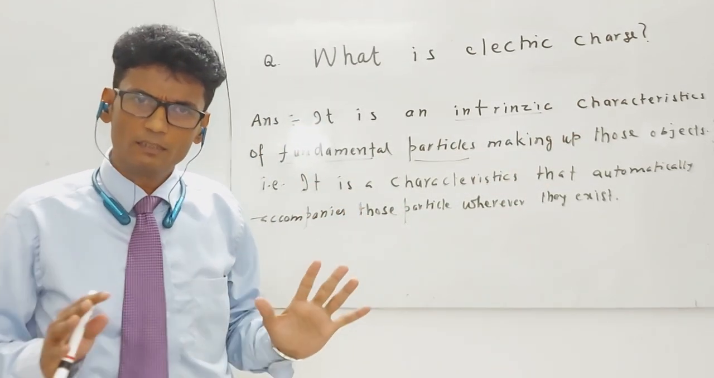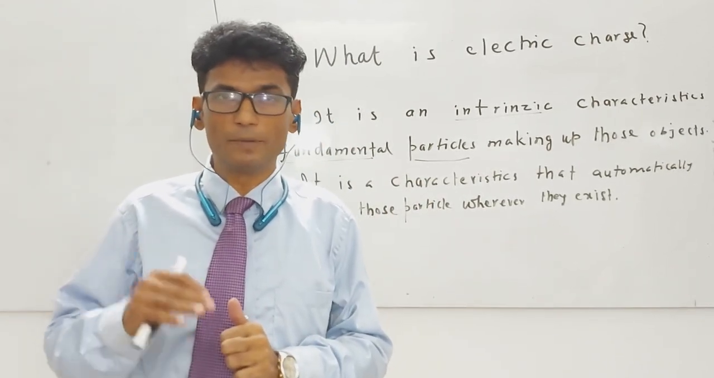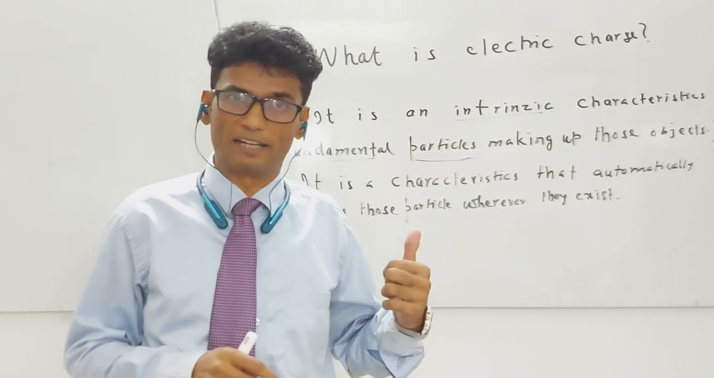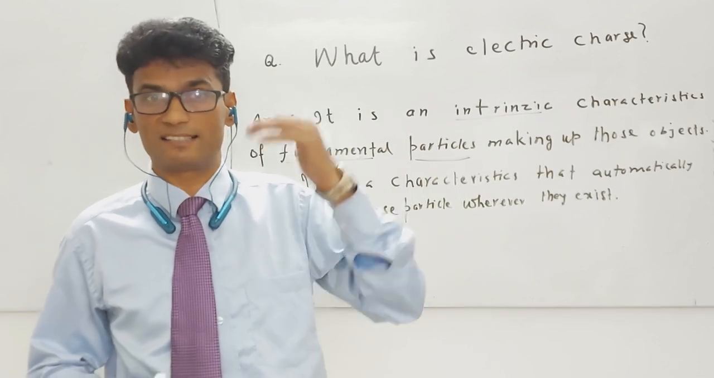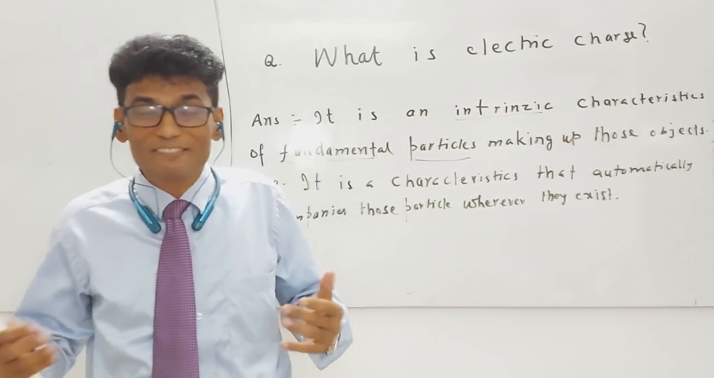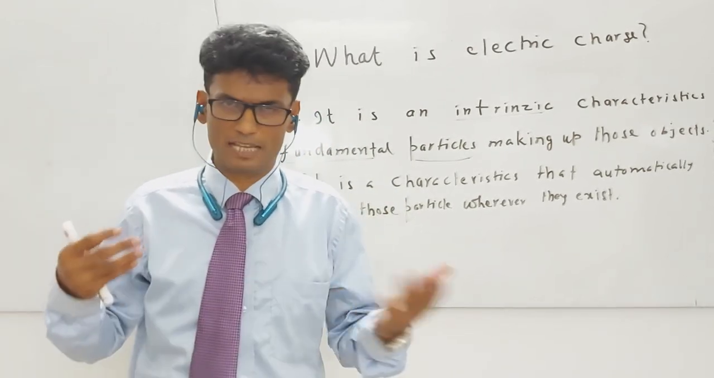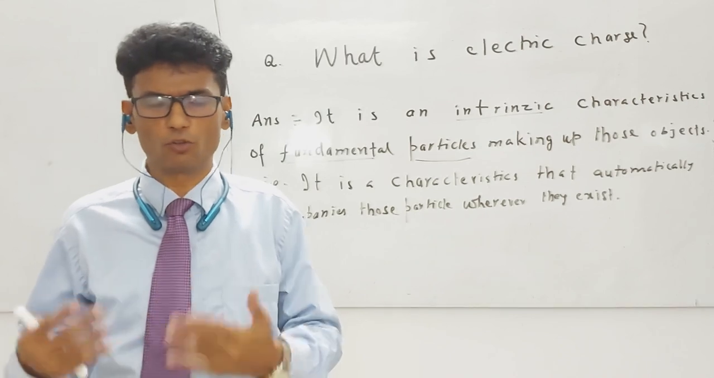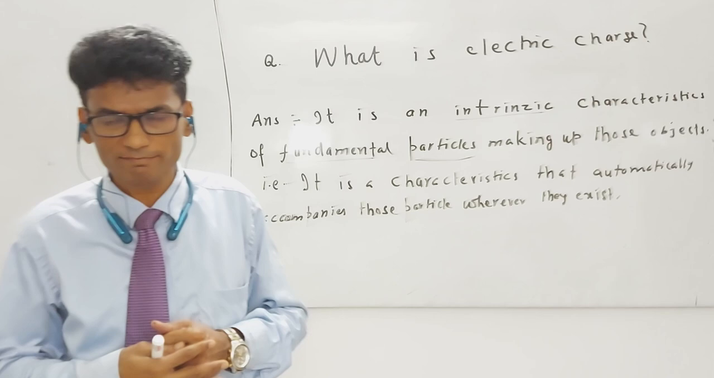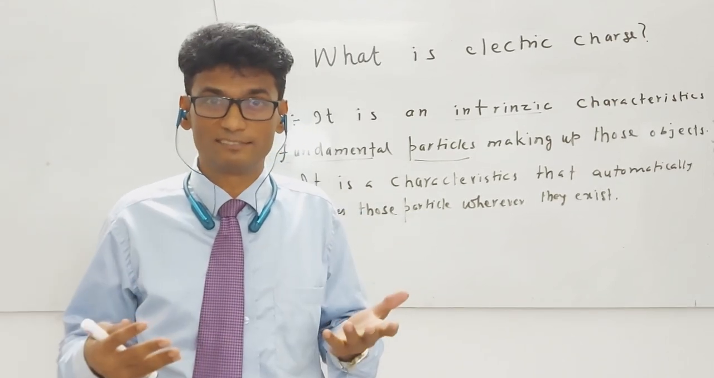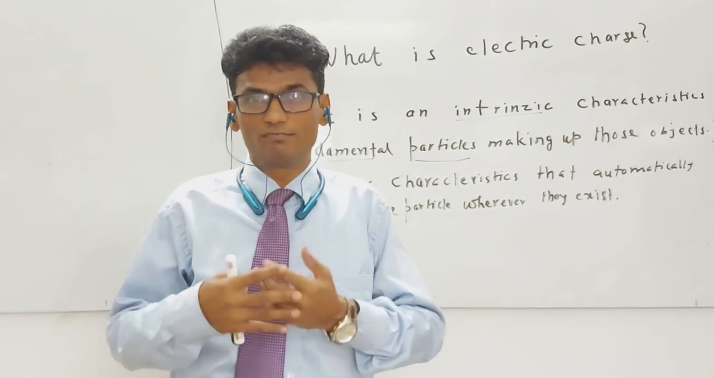What does it mean? It means that every one of the objects is made up of fundamental particles. Those fundamental particles carry charges. Now, it is a very obvious question. What is the charge of a neutron? Because as we know, electron, proton, and neutron are fundamental particles, as you will find in many textbooks. But what is the charge of a neutron? The obvious answer is zero.